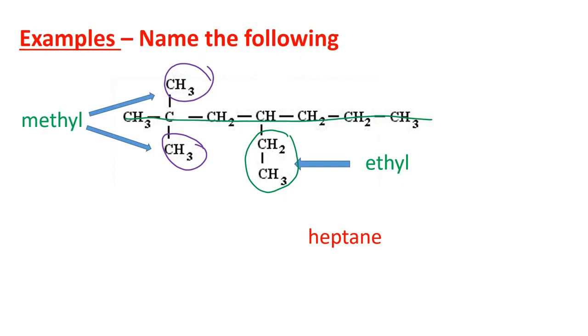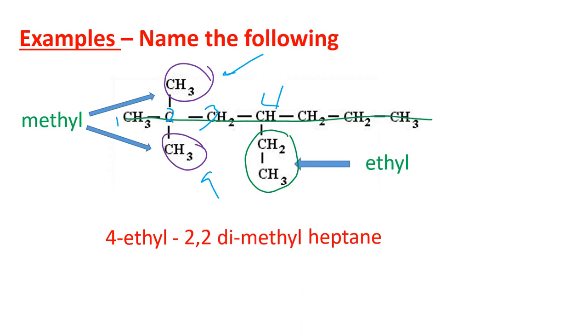That's going to be our 5th rule. So if I number my chain, I get a 1, I get a 2, I get a 3, I get an ethyl group on the 4th carbon, so 4-ethyl. And now my methyl groups are both on the 2. So I'm going to call this a dash 2, comma 2. They're both on the 2nd carbon, dimethyl.